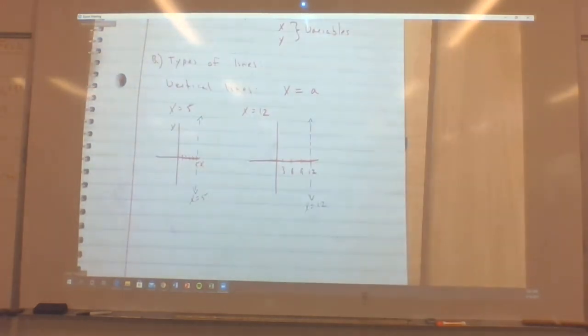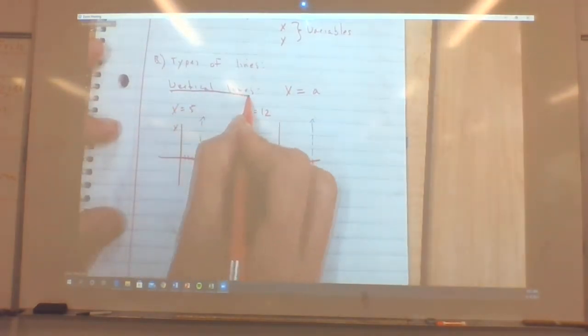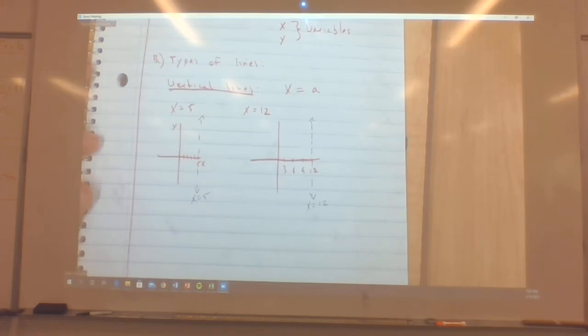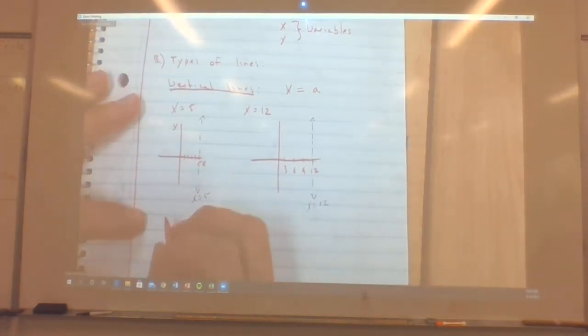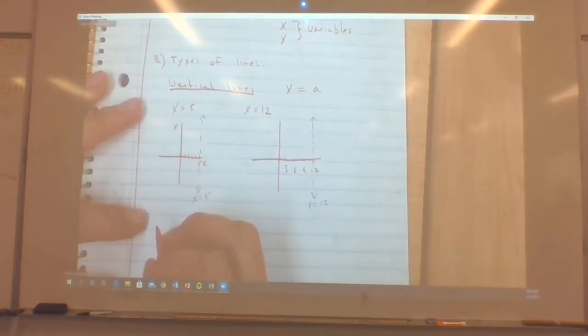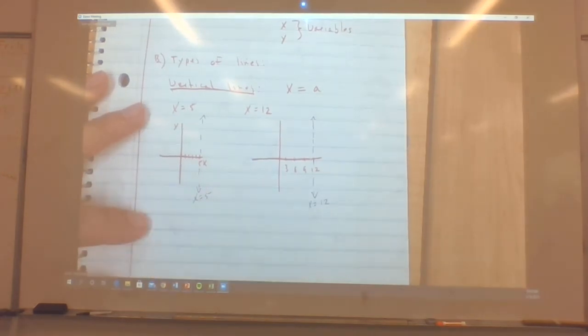X equals 12. Okay. Vertical lines. Very important skill you'll need later on in life. And I'm not being sarcastic, because some students in geometry, they don't even know, or even algebra too. It's a vertical number. They don't know. Why? Because they forgot maybe. I don't know. That's just real.